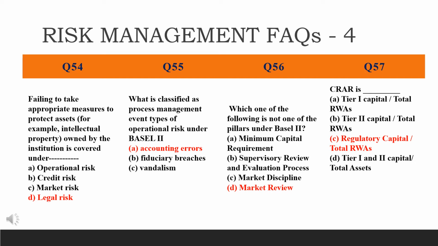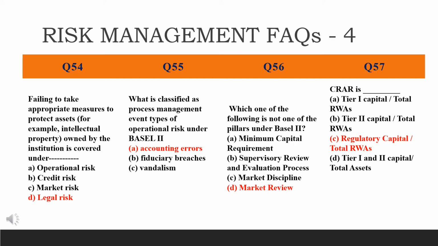Every institution should have the necessary copyright and other measures in place to legally defend its intellectual property rights, IPR, and hence it is classified as legal risk. Okay. However, friends, listen carefully. Failure in general to protect the assets, say failure to renew the insurance of a branch premises, or cash in transit, could fall under operational risk, not under legal risk.